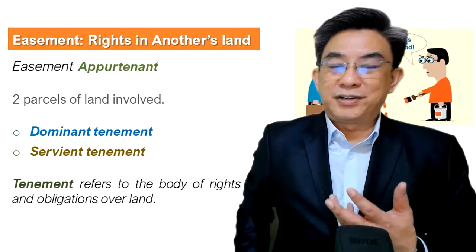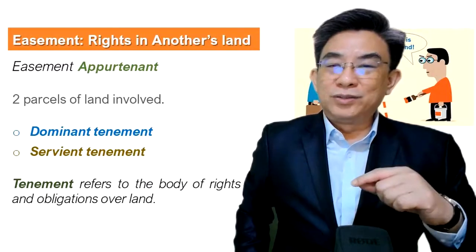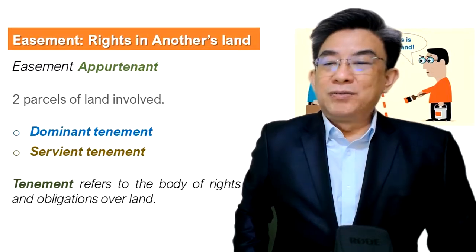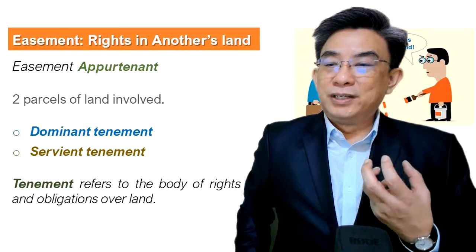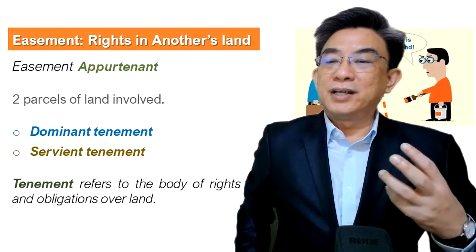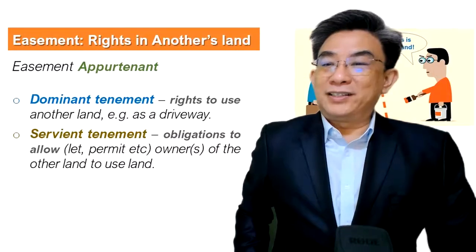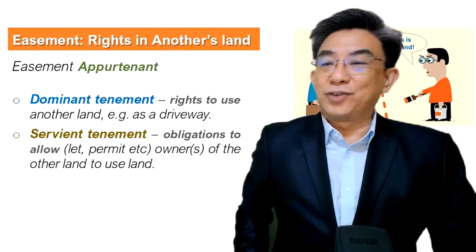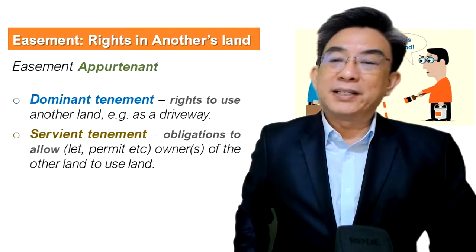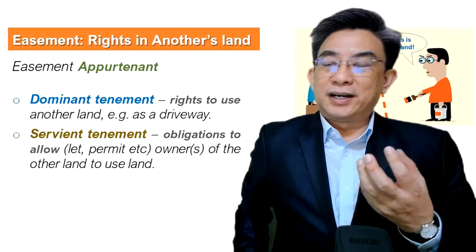So make it very, very clear already. That means the body of rights will include the right to use the neighbor's land. Then for the other neighbor, the body of rights will have the obligation whereby they have to let the neighbor use their land, or subject to a certain restriction. Now, the dominant tenant has rights to use another land, such as a driveway. Of course, it can also be a restriction. I'll explain later. Servient tenant means obligations, one of the obligations inside the body of rights.